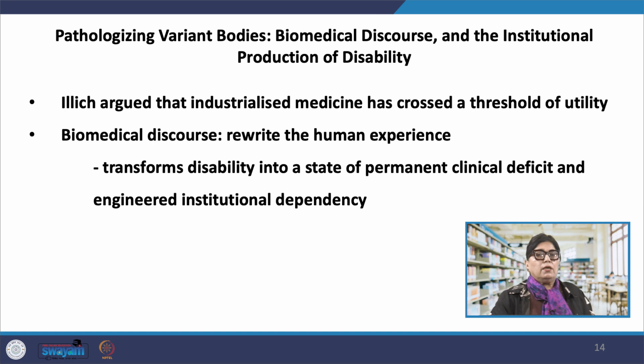In the medical humanities, this connects directly to disability by exposing how the medical complex pathologizes natural human variation by stripping individuals of their autonomous capacity to adapt to their bodily or cognitive realities. This biomedical discourse transforms disability into a state of permanent clinical deficit and engineered institutional dependency.